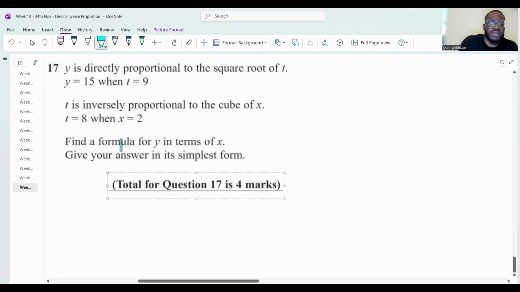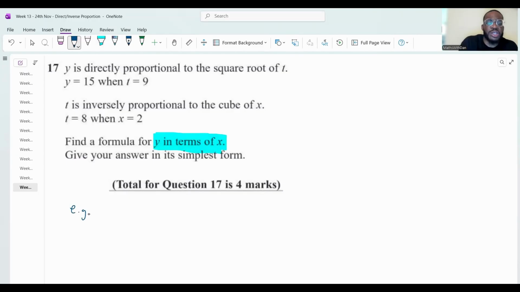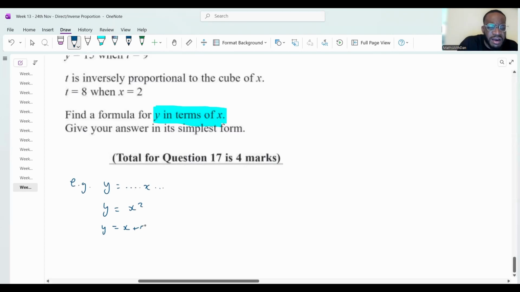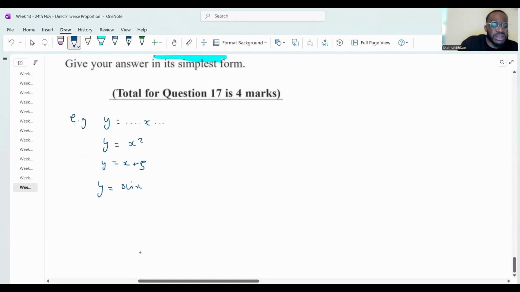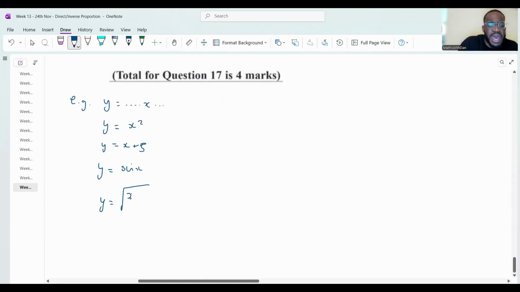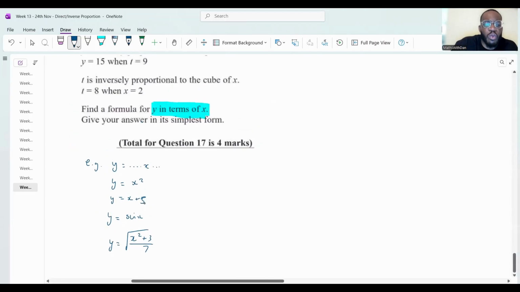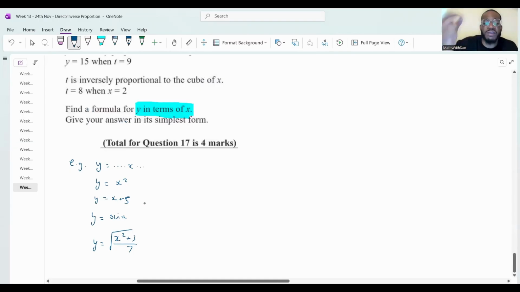Now, firstly, the question has asked us to find the formula for y in terms of x. We need to understand what this actually means. A formula for y in terms of x just means any equation that starts with y equals and has an x in it. Examples include y equals x squared, y equals x plus 5, y equals sine x, y equals the square root of x squared plus 3 over 7. These are all examples of formulas for y in terms of x. It just means y is equal to something with x in it.